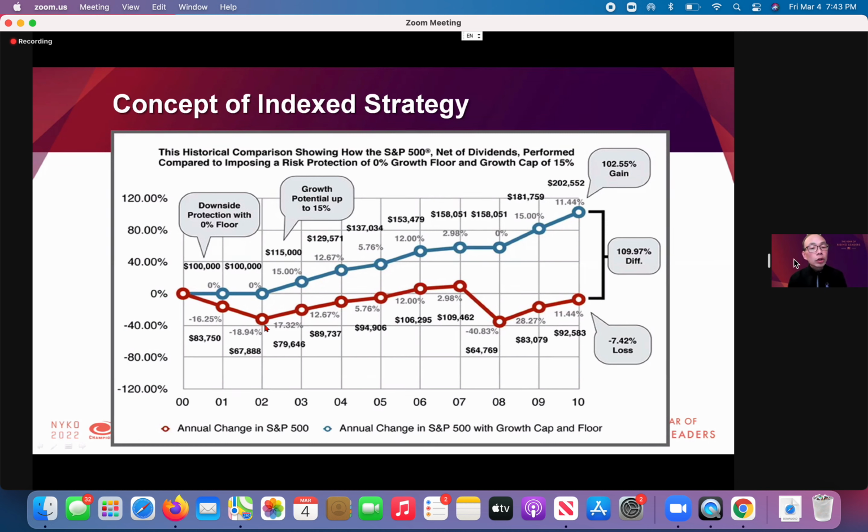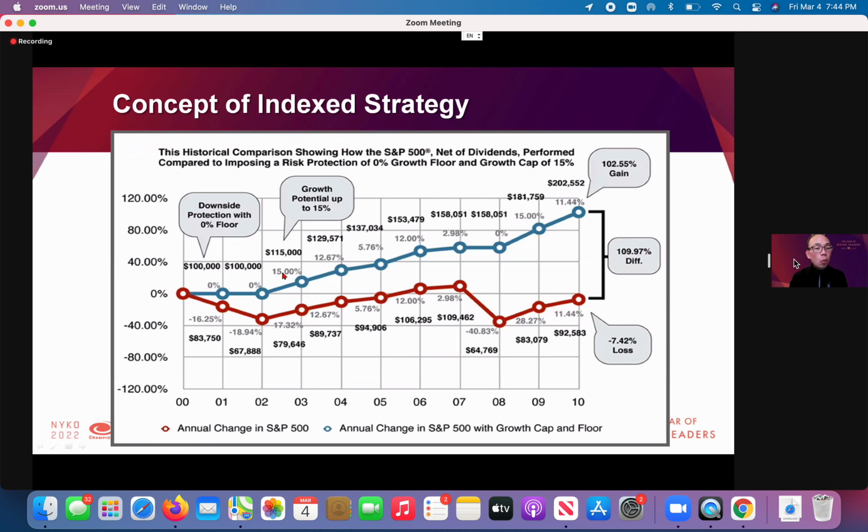The second year, market continues to drop 18%. I don't lose. But when the market goes up, I have a cap. In this example, the cap was 15%, depending on the company. And so on and so forth. Do you see 2008? The market dropped 40%, right? But guess what? I did not drop. So over the past 10 years, the actual S&P lost 7.42%. But because I have this kind of plan that protects the bottom, right? In the same period of time, it actually doubled, 102%.